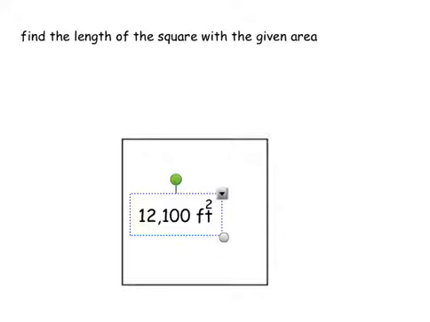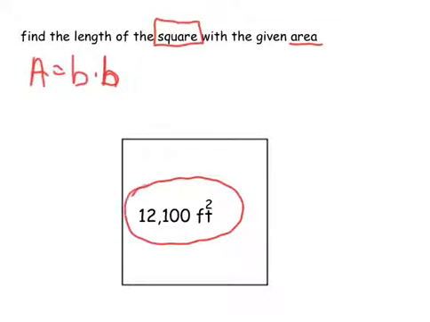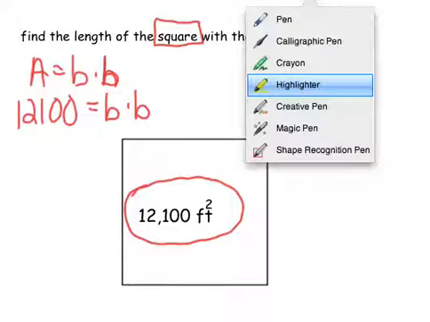I want you to try this one. Area equals base times height because it's a square. I'm going to change that H to a B. My answer is going to go for A. So what times what is 12,100? I recognize 121 right away.